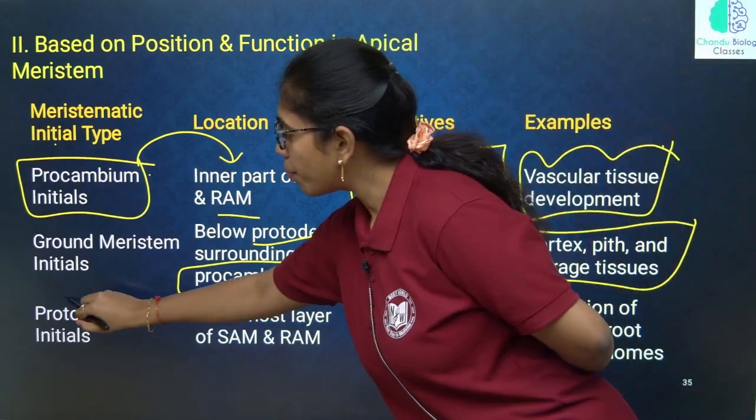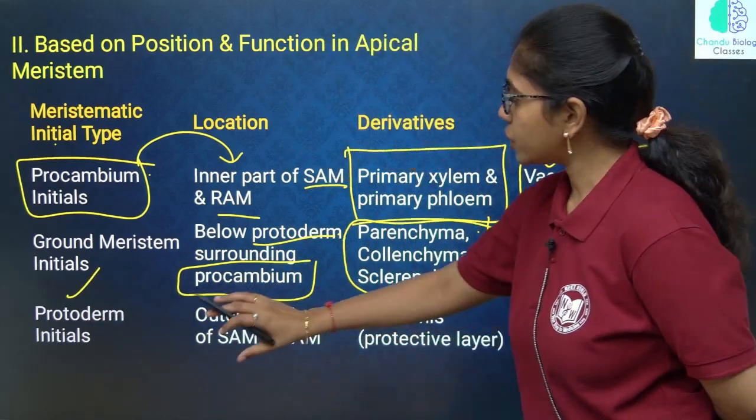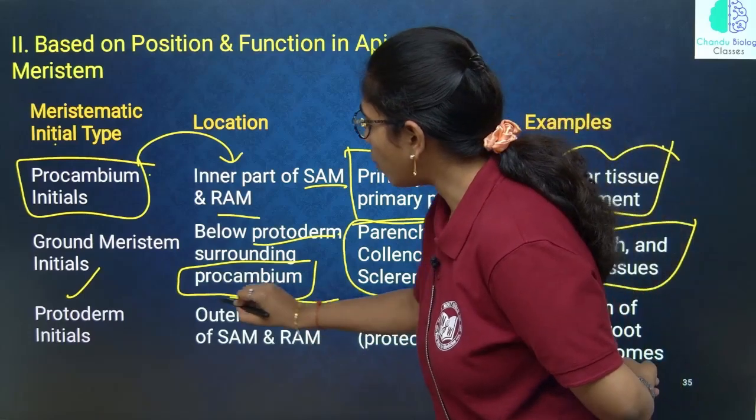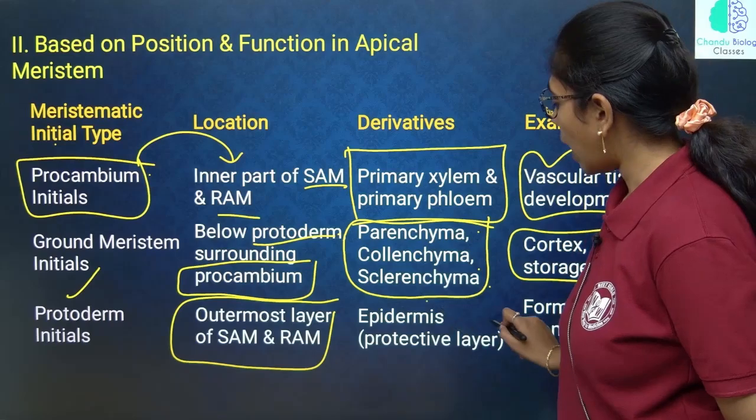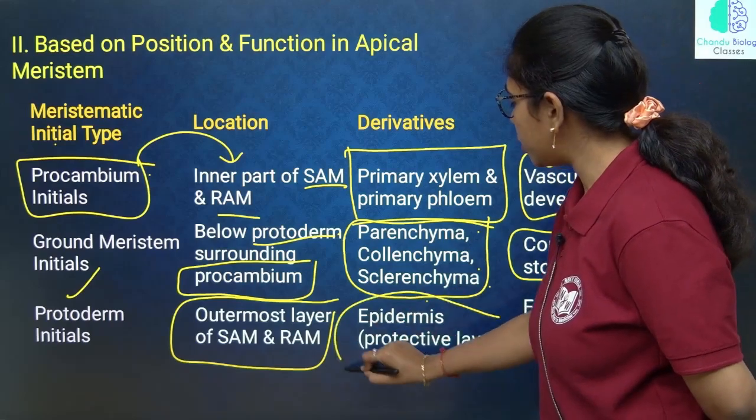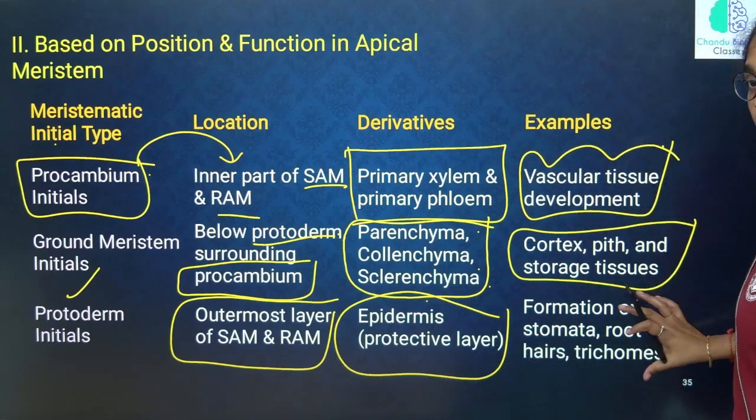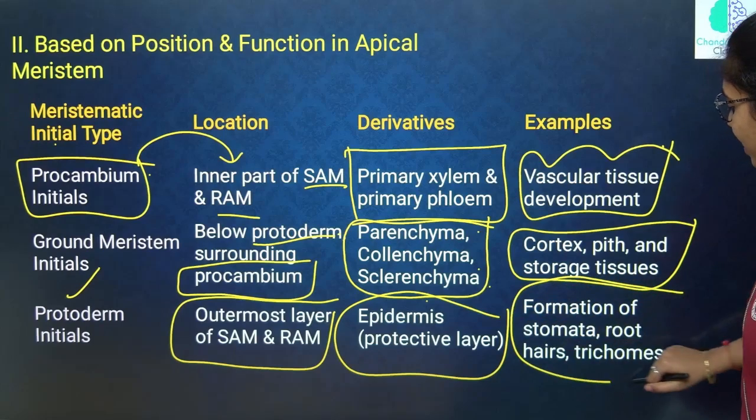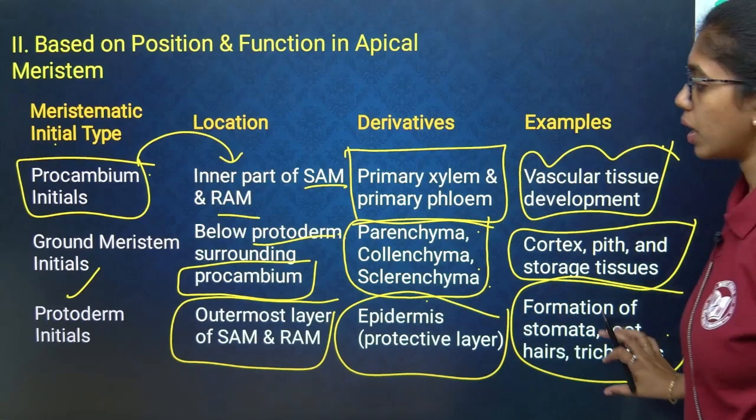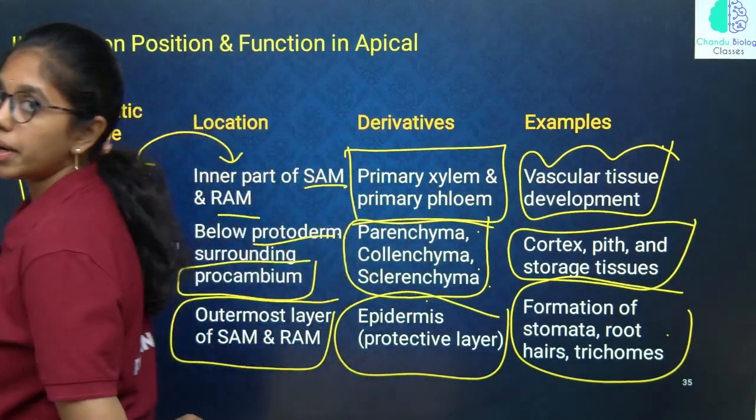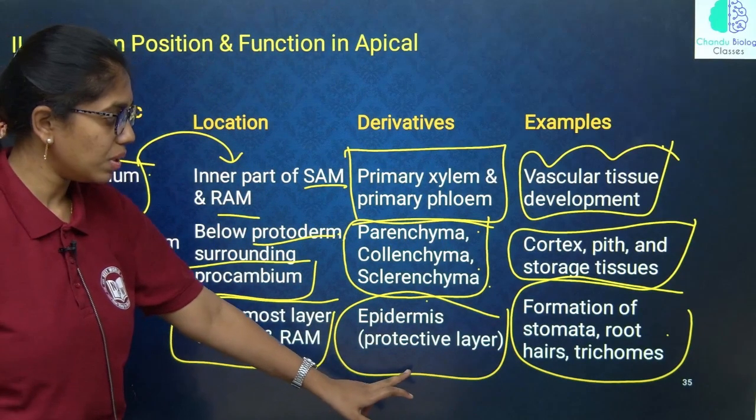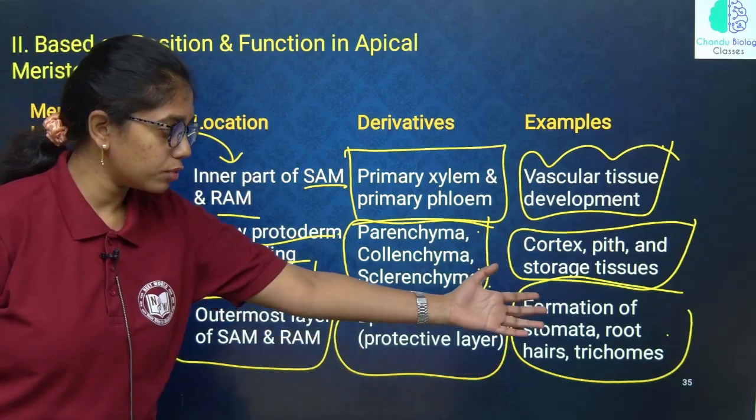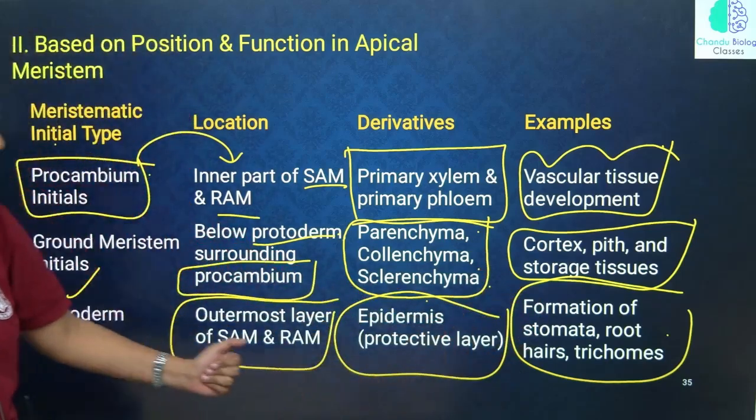Lastly, protoderm initials are located in the outermost layer of shoot apical and root apical meristems. They give rise to the epidermis, which is the protective layer. Formation of stomata, root hairs in roots and trichomes in shoots comes from protoderm initials only. So from protoderm initials we get epidermis and stomata in leaves, root hairs in roots and trichomes of stem.